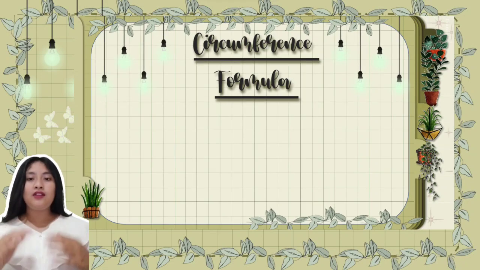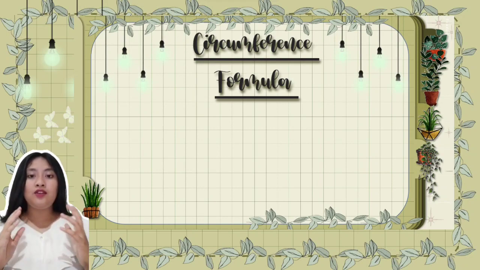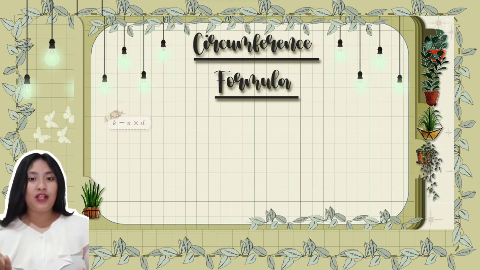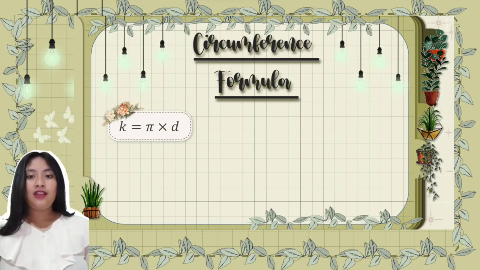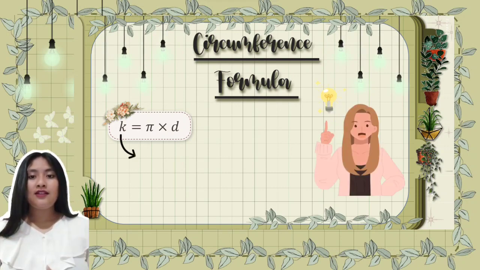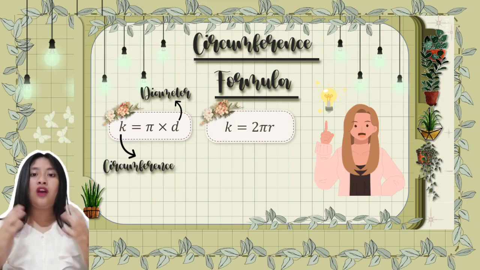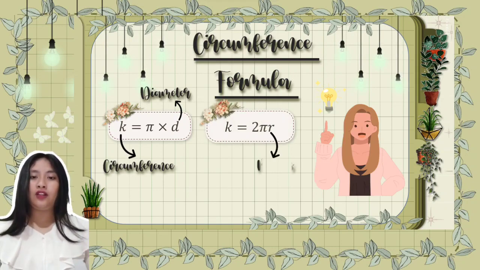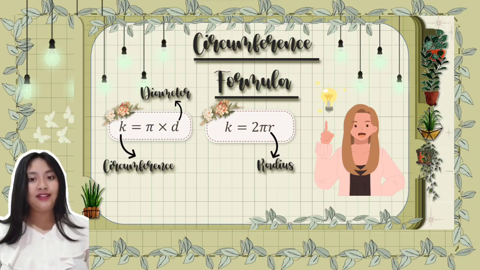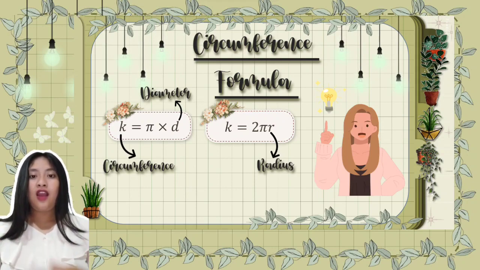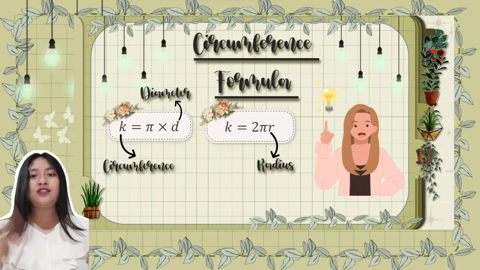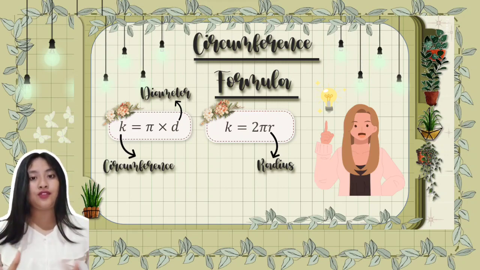If the diameter is known in the question, we use this formula, with K as the circumference and D as the diameter. On the other hand, if the radius is known in the question, we use this formula, with R as the radius of the circle. Why is the formula like that? Since the length of the diameter is twice the length of the radius.